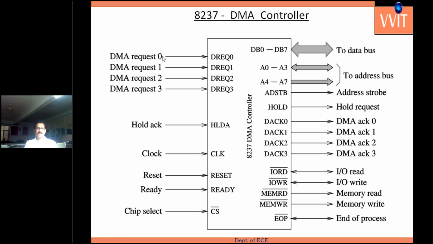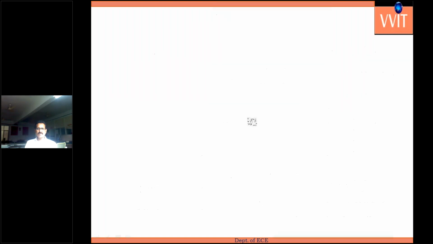There are 4 channels, the DMA requests DREQ0 to DREQ3 and the acknowledgements DACK0 to DACK3. These DMA requests and acknowledgements go towards the IO devices. IO read and IO write, memory read and memory write, are the signals for reading or writing of the IO device. Hold and hold acknowledge signals go towards the 8086 communication lines. DB0 to DB7 are connected to the 8237. There are 8 address lines, A0 to A7.